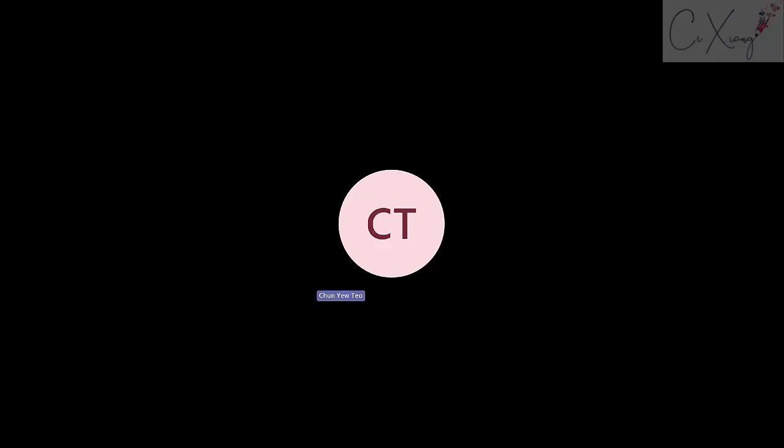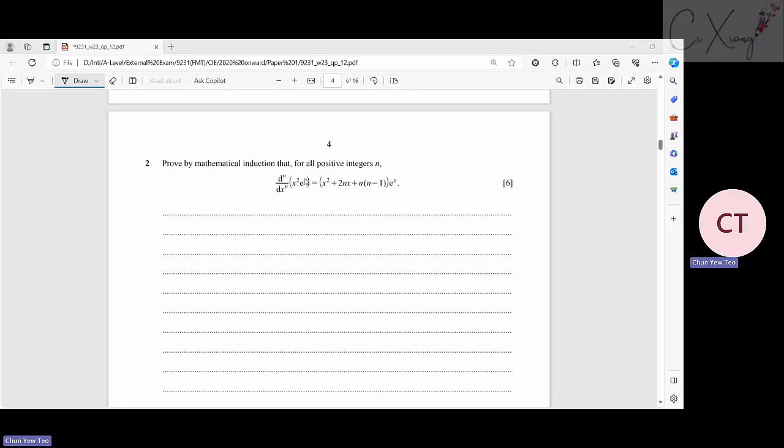Okay, so now we move to question number 2. Prove by mathematical induction that for all positive integers this relationship holds. What you need to do is to show that when n equals 1, you have d/dx of x squared e power x. Just apply the product rule. Keep the left, differentiate the right, plus keep the right, differentiate the left. If you factorize it out, you will have (x squared plus 2x) e power x.